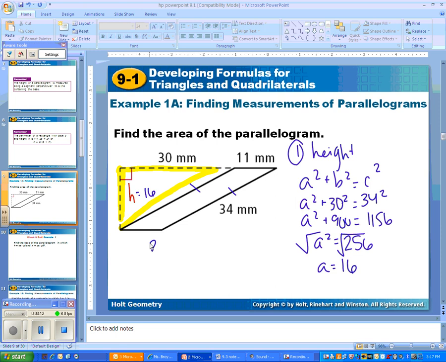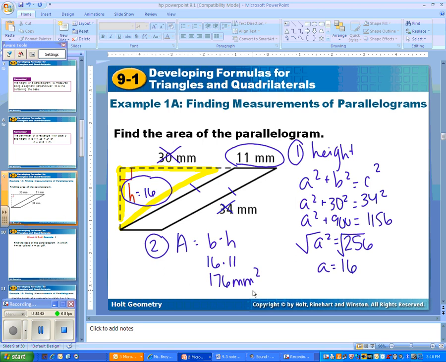Now that we know the height, we also know that the base is 11. So this is an important number, and this is an important number because they are perpendicular to each other. This 30 has nothing to do with our area, and this 34 has nothing to do with our area. This 30 is external, it's exterior, it's not part of the parallelogram. So you're going to plug those 2 numbers into our formula, 16 times 11, and your area is 176 square millimeters. So that's one type of question I can ask you, to just find the area.